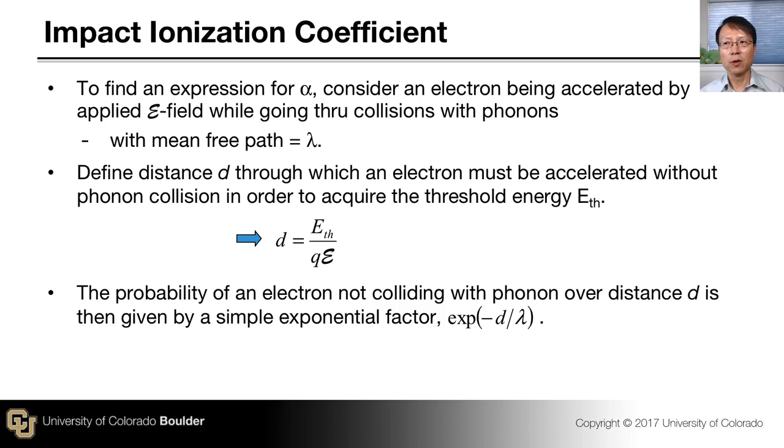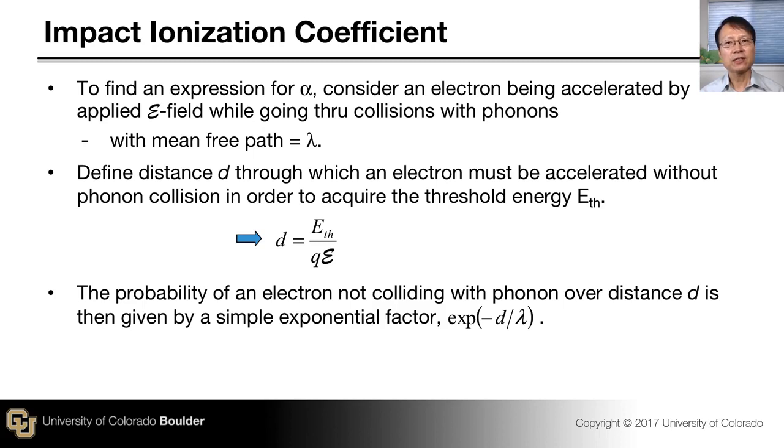and the multiplicative factor that characterizes the number of impact ionization events all depend on this physical constant called the impact ionization coefficient, alpha, which represents the number of impact ionization events per unit distance of propagation of electrons or holes. And if you think about the physical mechanism, there are two competing processes.